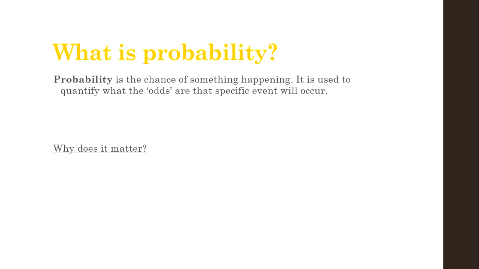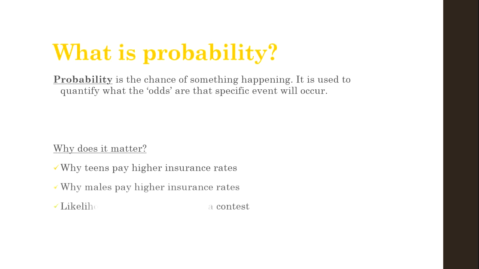So why does probability matter in general? This is why teens pay higher insurance rates than adults, and even why males pay higher insurance rates than females. This is for car insurance, of course, because track record shows that men have a higher probability or a higher chance or a higher likelihood of getting in car accidents than females, and the same thing with teens and adults.